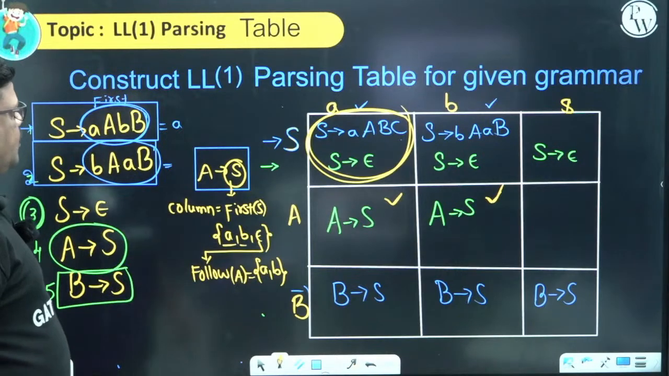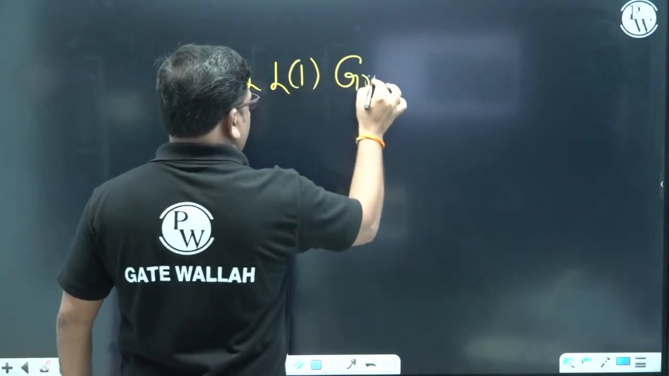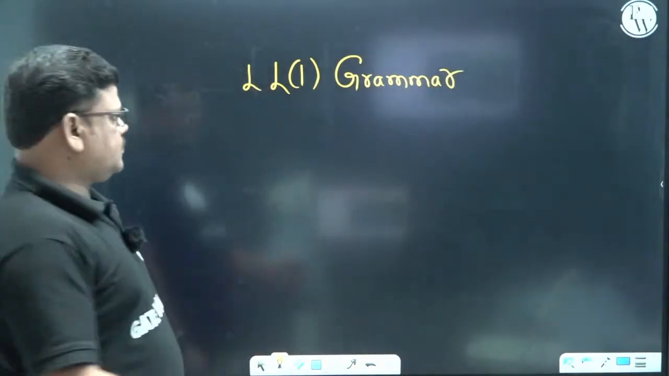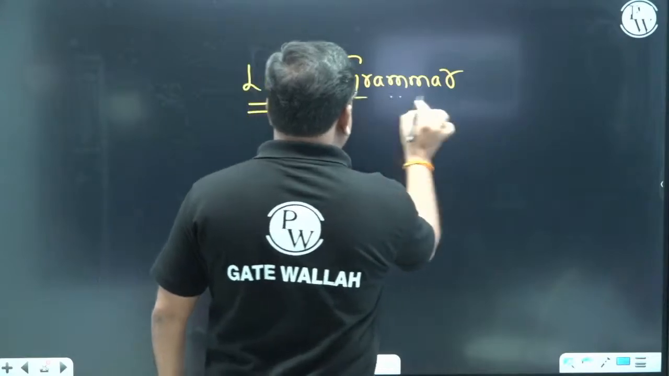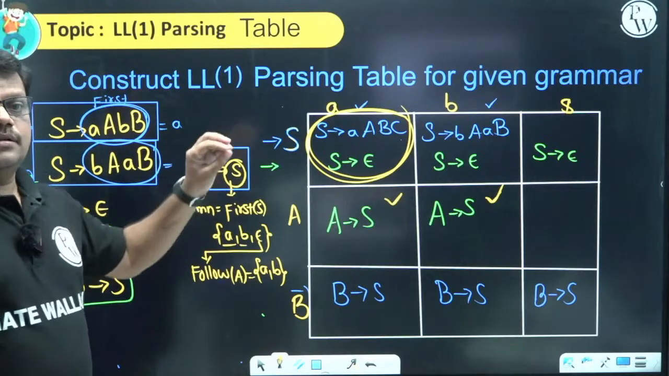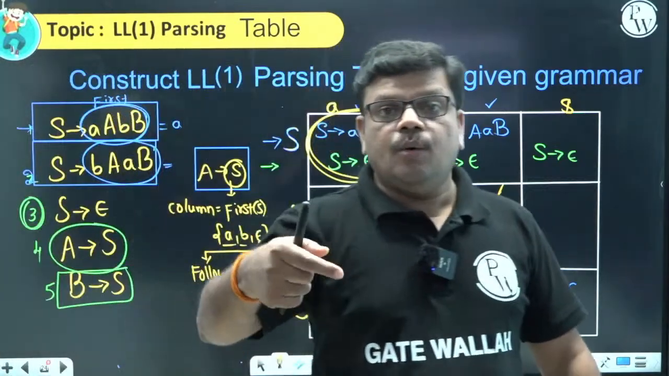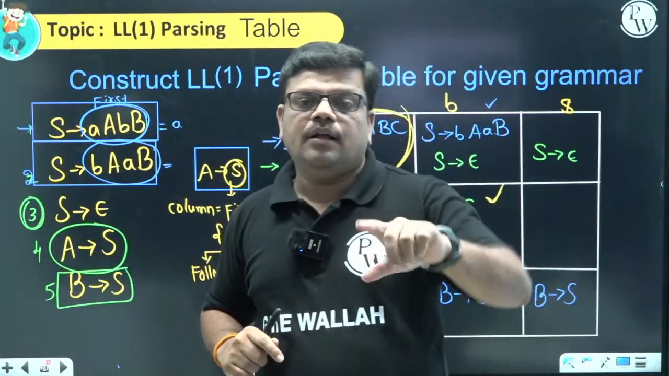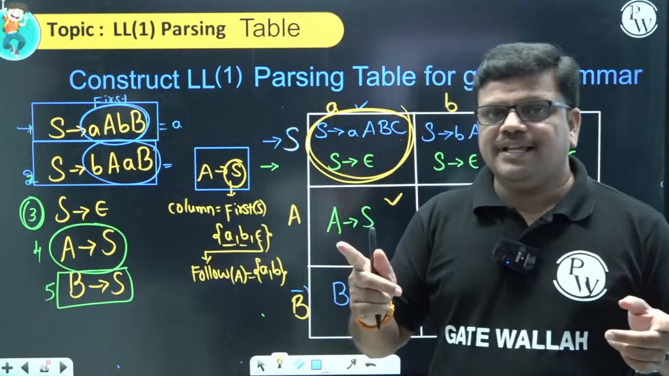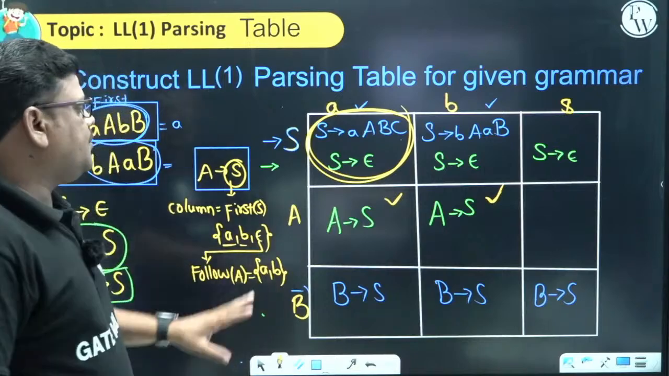Now we have something called LL1 grammars. Grammars are called ambiguous grammars, unambiguous grammars. We have LL1 grammar. How do we know whether a given grammar is LL1 grammar or not? In an LL1 parsing table, if at least one cell has more than one production, the grammar is not LL1 grammar. If every cell contains only one production, and multiple productions are not present in any cell, the grammar is LL1 grammar.